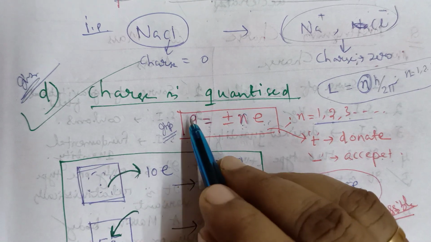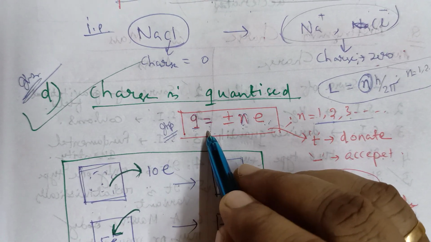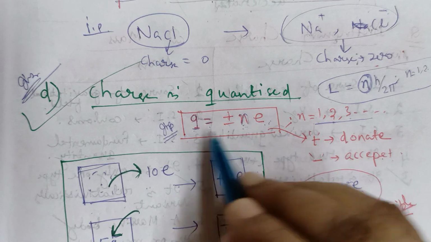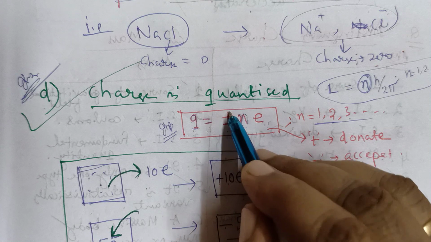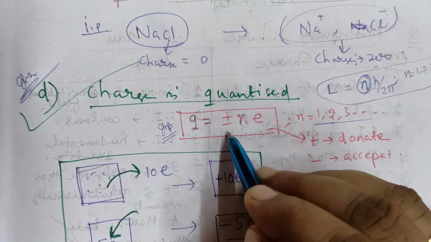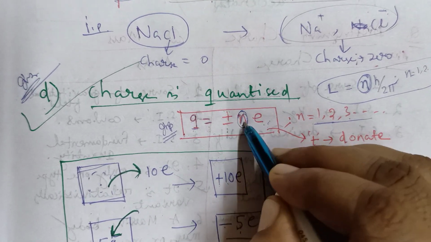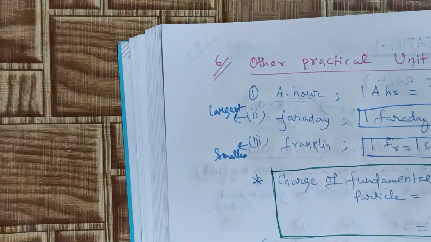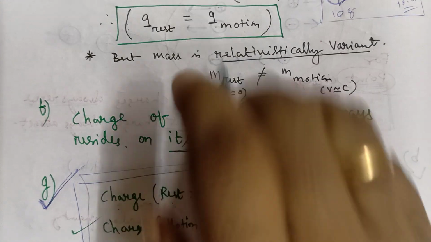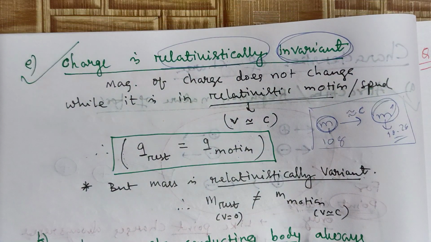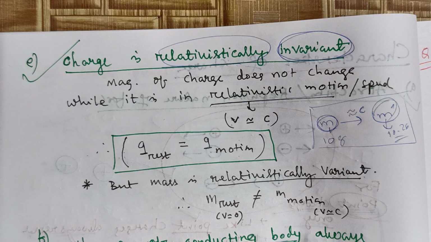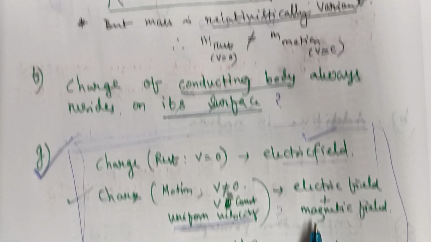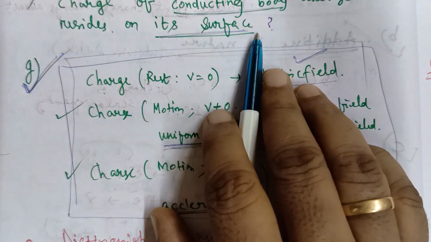That means the charge of any body can be expressed as an integral multiple of the charge of the fundamental particle. That means it can either donate or accept. Positive means donate, negative means accept, an integer number of electrons, not a fraction of an electron. And charge is relativistically invariant. That means when a charged body moves with a speed equivalent to the speed of light, its magnitude does not change. And the charge of a conducting body always resides on its surface.